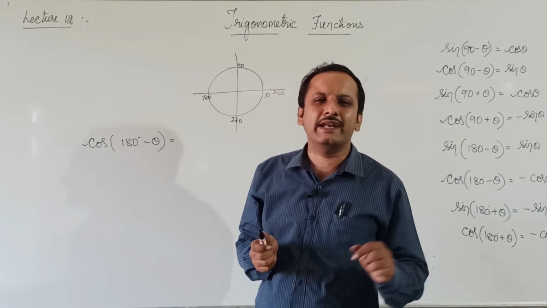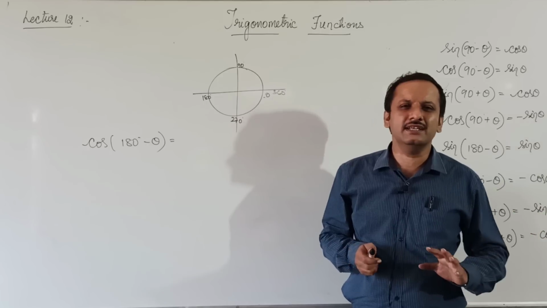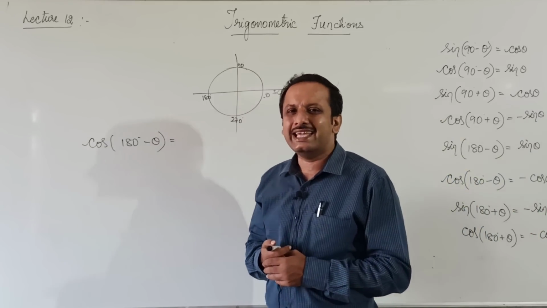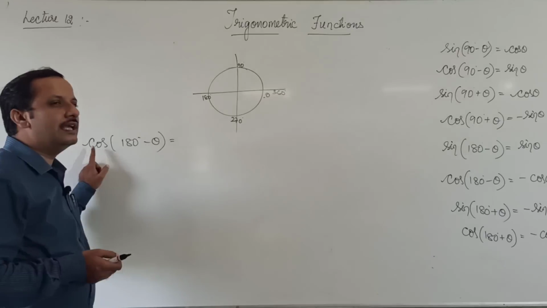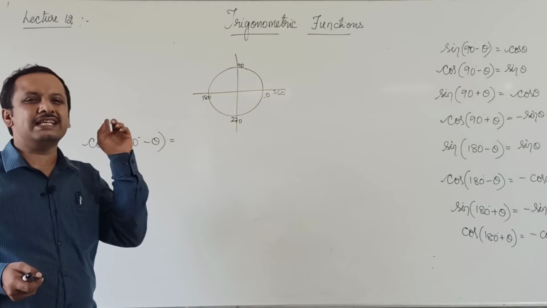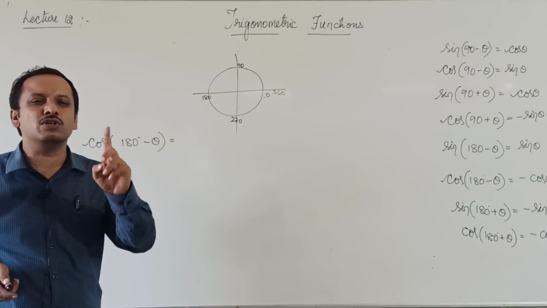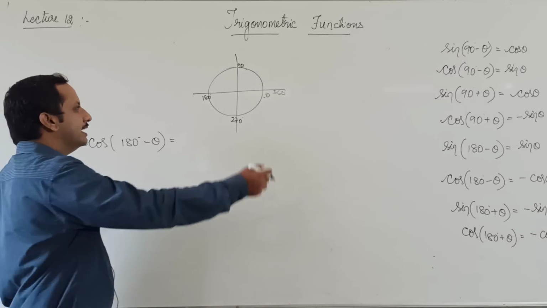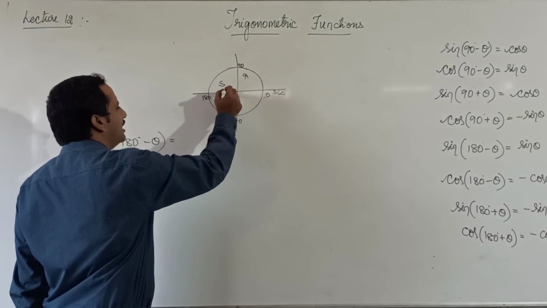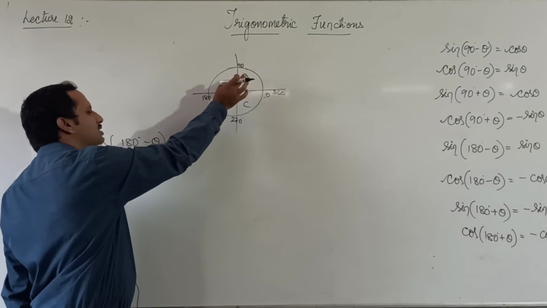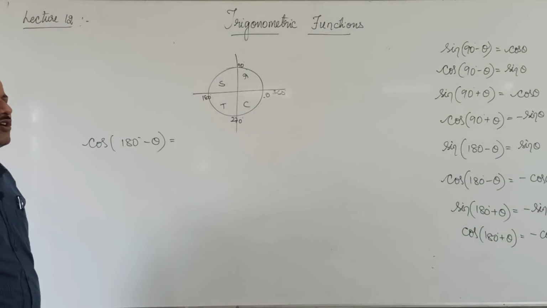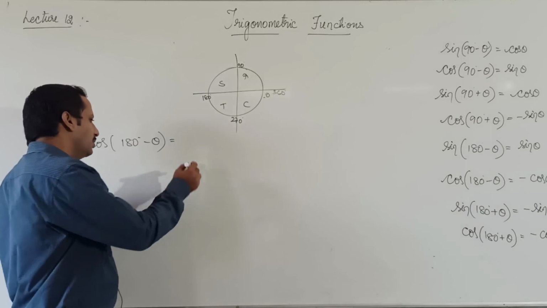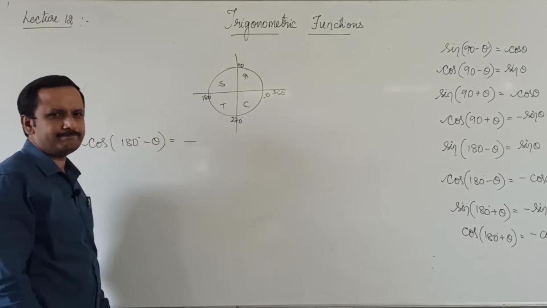Okay, fine. So 180 minus theta lies in the second quadrant. Then in the second quadrant, what happens to the given function? The given function is cos. In the second quadrant, is cos positive or negative? That you identify. You know this rule, ASTC. Here all are positive, sin is positive, tan is positive, cos is positive. So in the second quadrant, cos is negative. So put a minus sign.